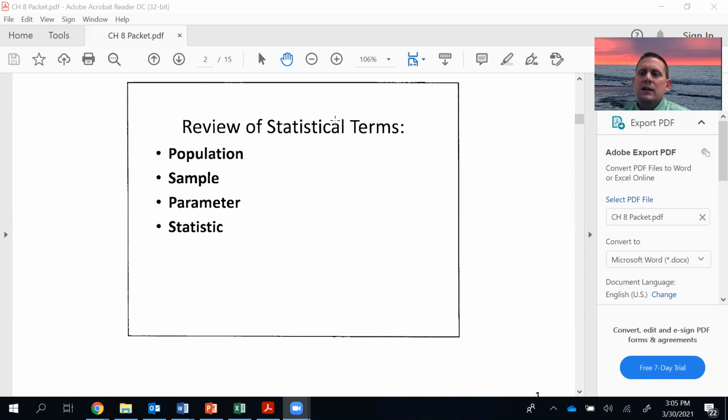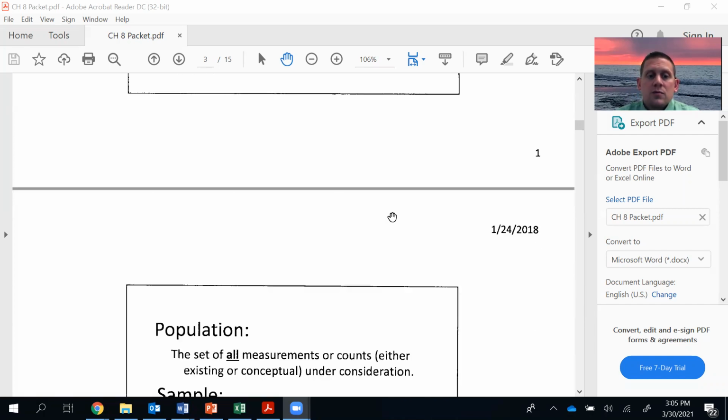A parameter is any information or any number that's coming from the population. Okay, P and P, population parameter. A statistic is any number or any information that's coming from a sample. So you can have a population mean, you can have a sample mean. We use different notation to represent those. We'll look at those here in a minute. We can have sample standard deviations, population standard deviations. So it just depends on what you are talking about and whether it's a population or a sample, whether you call it a parameter or a statistic. Okay, just reviewing some terms there.